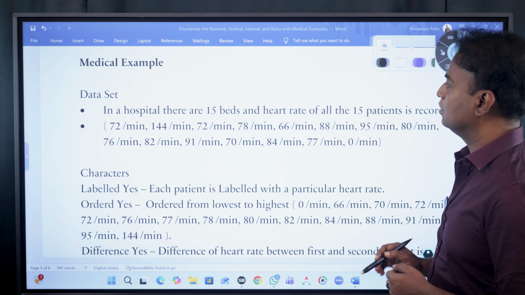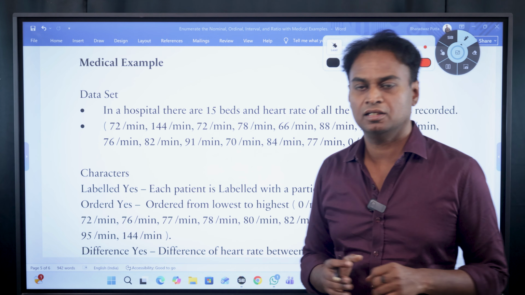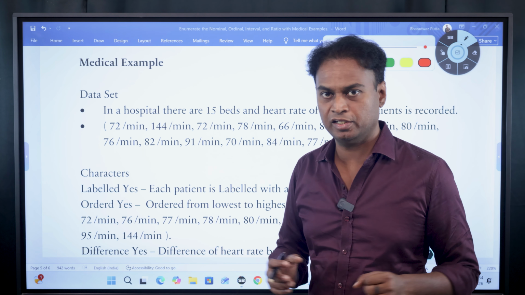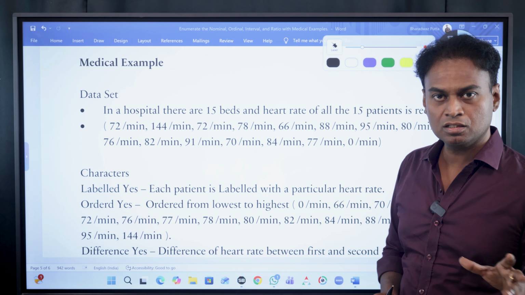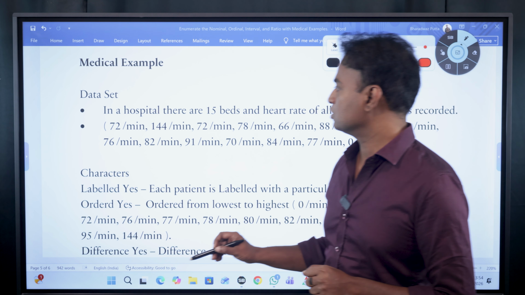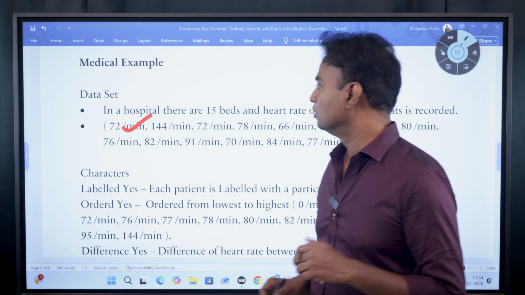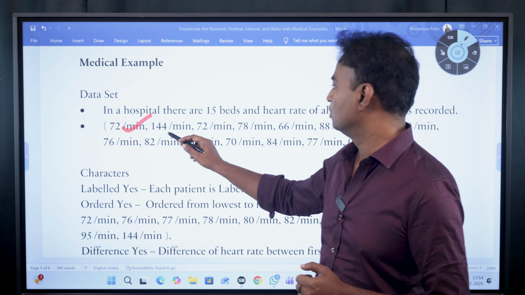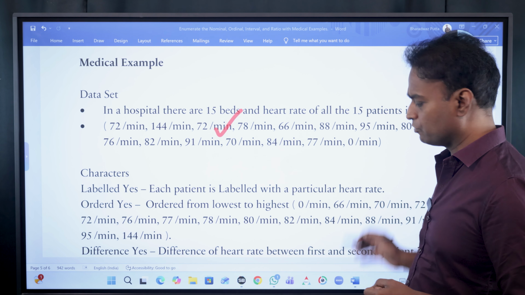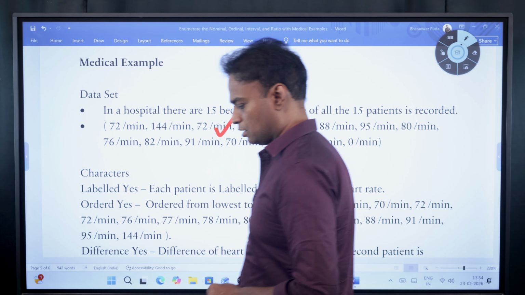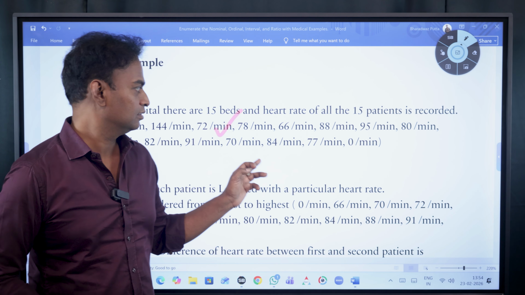Let's go to the medical example. I have taken a clinical example here. Think that in a hospital there are 15 beds. In 15 beds there are 15 patients, and heart rate per minute is measured. For the first patient, heart rate is 72. For the second patient, heart rate is 144 per minute. For the third patient, again 72. We have 15 patients.